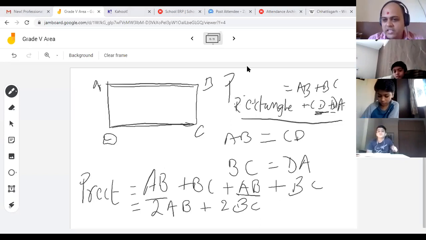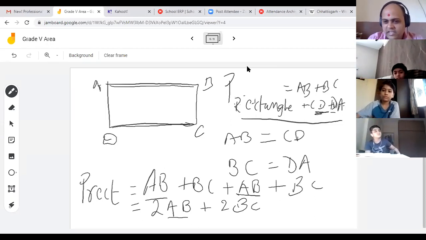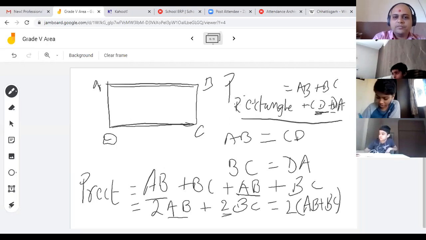Okay. Now what is AB? AB is one side and BC is another side. Yes, and both have 2 in common, right? So I can write it like this: 2 times AB plus BC. Okay, right? This is clear up to this point.